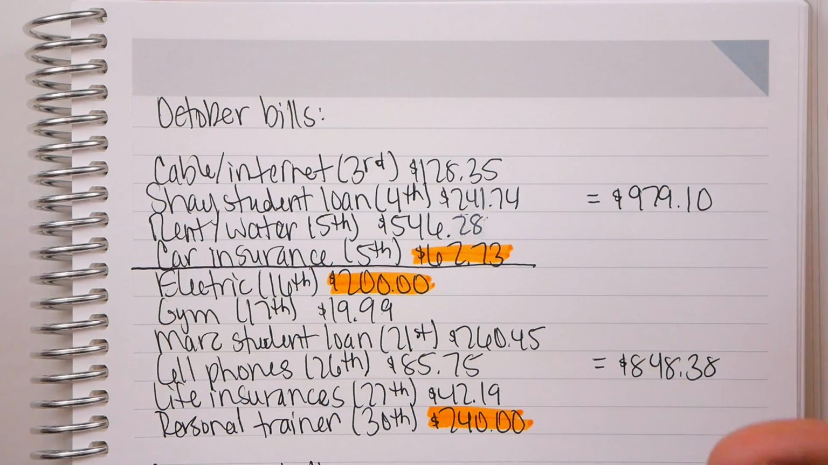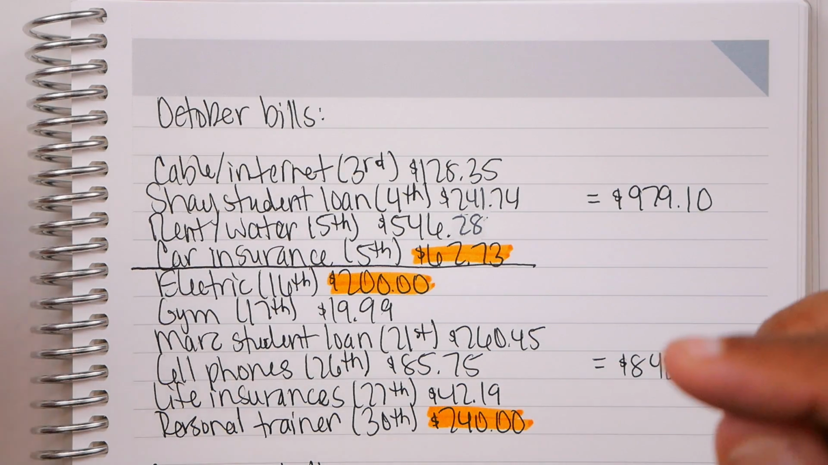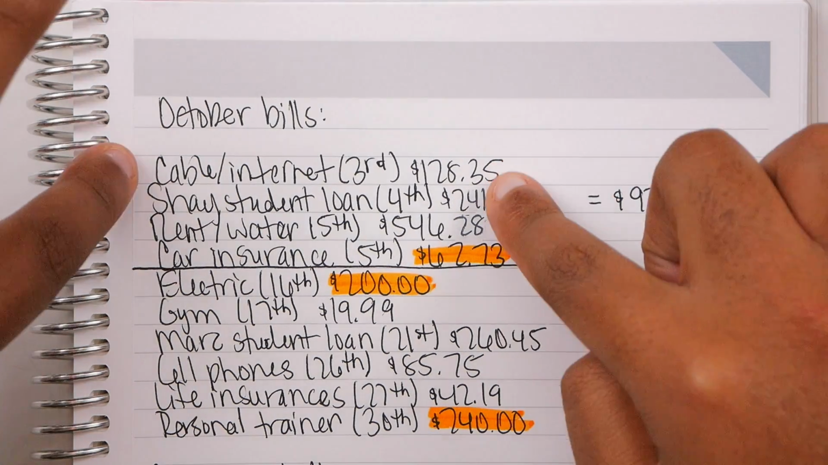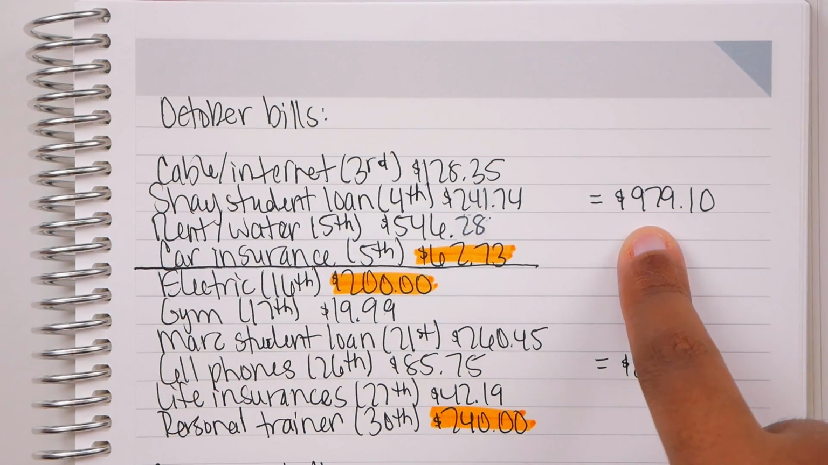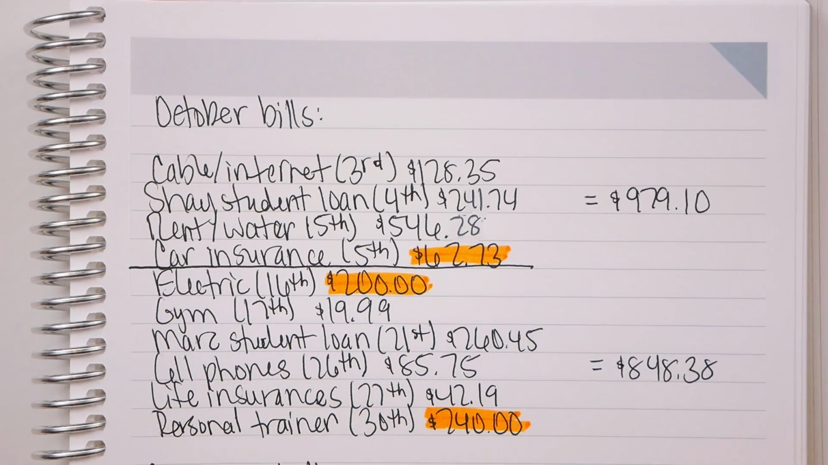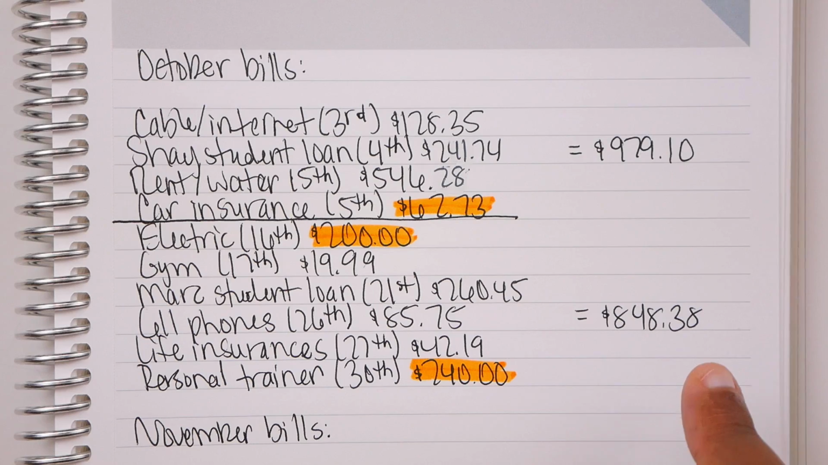Also, what I have done is I have calculated the bills that are due the first half of the month, which is typically the bills that are due between the 1st and the 15th, because that's essentially the first half of the month. And so that is this amount. Now, as you can see, the amount is $979.10 for the first half of October and $848.38 for the second half of October.